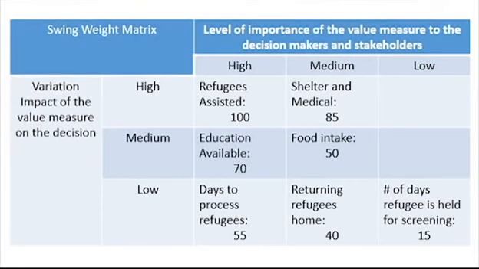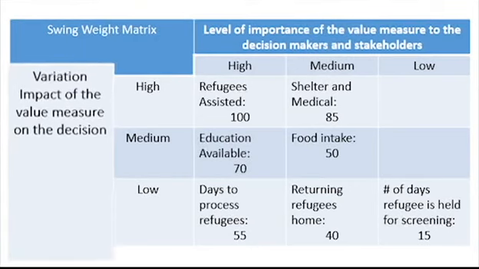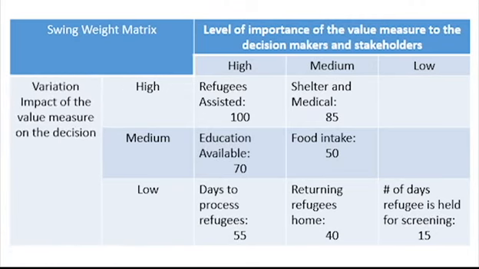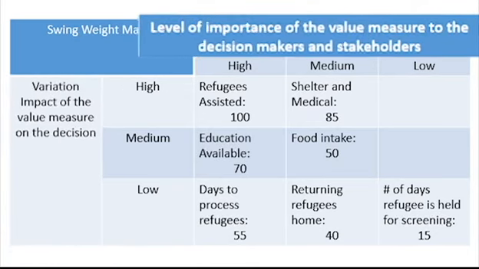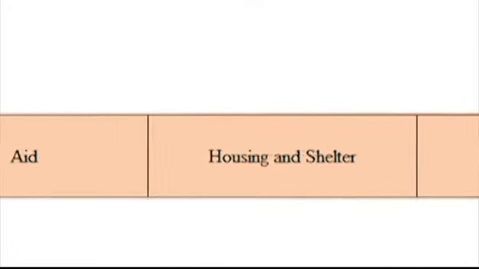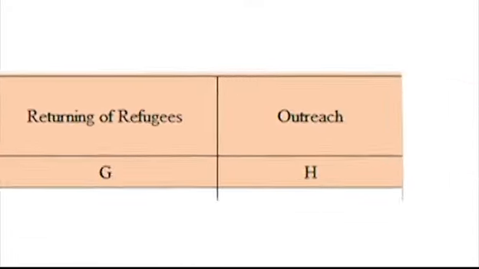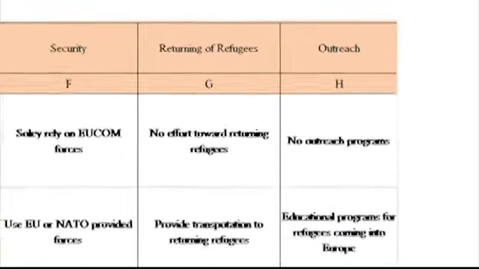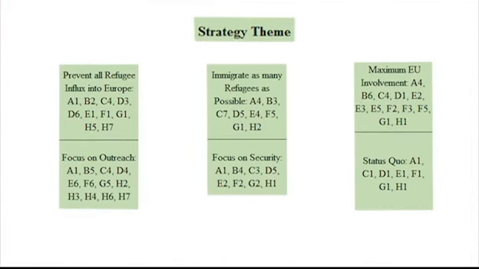Using the stakeholders' value measures, we created a swing weight matrix, which takes into account 2 variables: 1, the variation impact of the value measures on the decision, and 2, the level of importance of the value measure to the decision maker and the stakeholders. Using the value models and stakeholders, we created key decisions that would be necessary in a candidate solution. The Zwicky's morphological box was created with options that span the design space. These then informed the 5 candidate solutions that we eventually created. A feasibility matrix was used to assess whether or not our candidate solutions were in fact feasible.